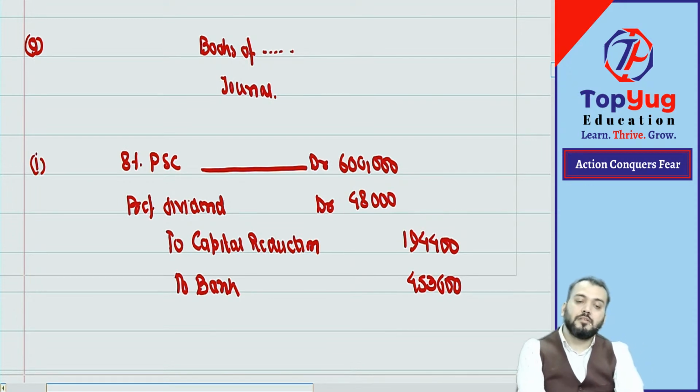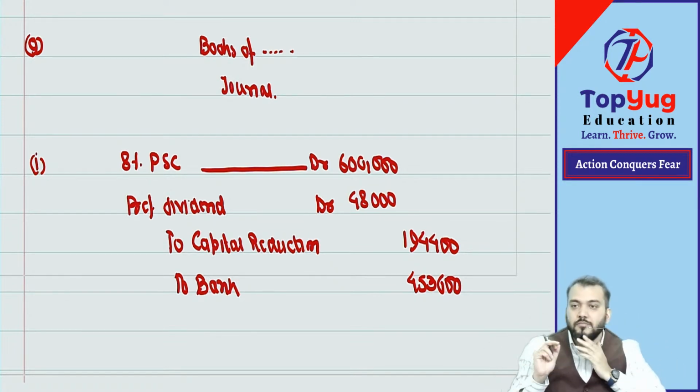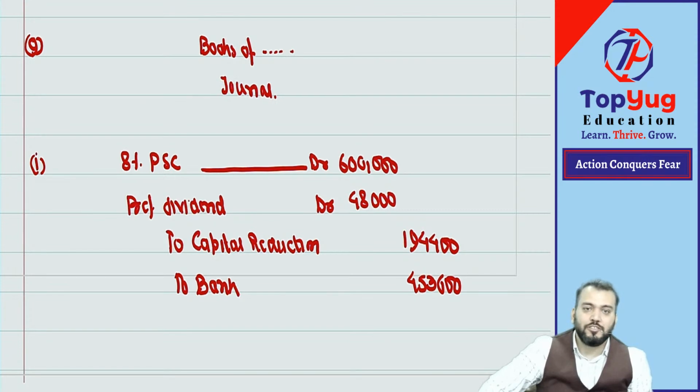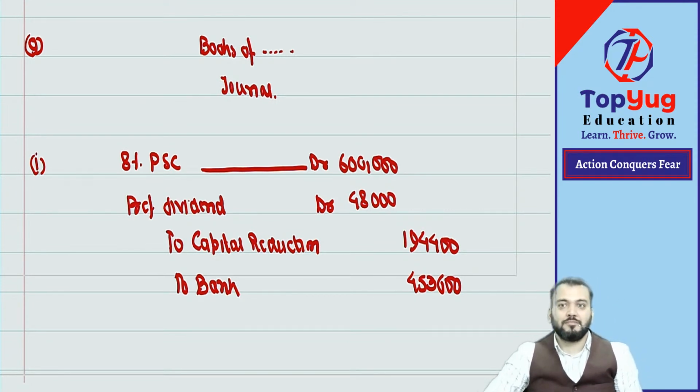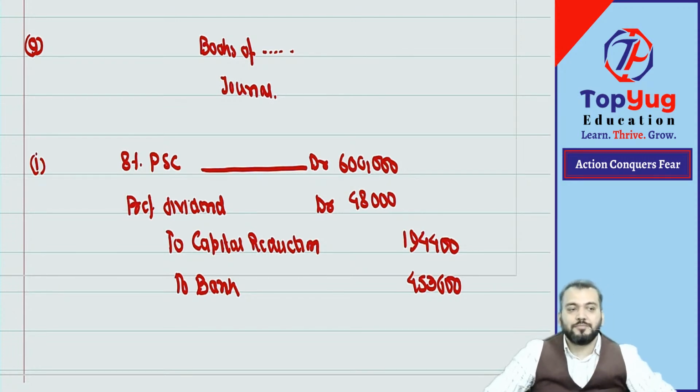One second, I will read the sentence. Okay. There is some mistake in this journal entry. Not correct. One thing: if I am writing, it does not mean it is correct. Actually, I was writing correctly only. You stopped me. Then you said preference dividend, and we started discussing preference dividend.